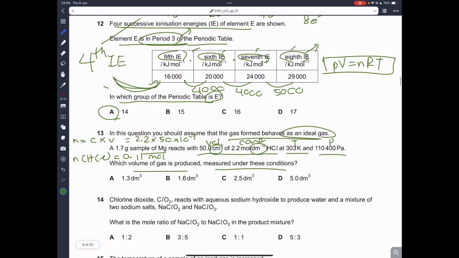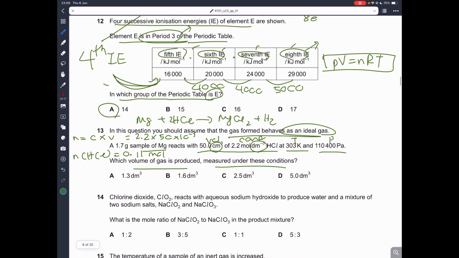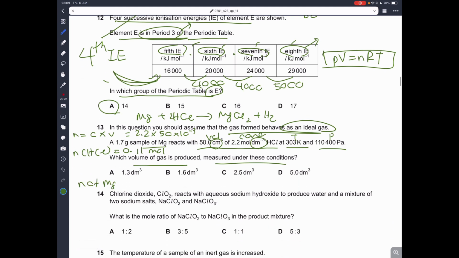Now if we write the equation of magnesium and HCl, you see that there is magnesium chloride and hydrogen. There is a 1:2 ratio between magnesium and hydrochloric acid. So according to the mole ratio, the mole of magnesium is going to be half of the mole of hydrochloric acid. So this is 0.11 divided by 2, which is 0.055 mole. The mole of hydrogen is going to be 0.055 as well, because it is 1:1.